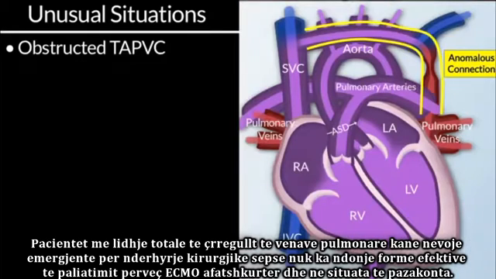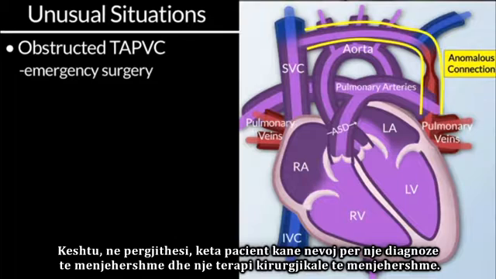Patients with obstruction of total anomalous pulmonary venous connection require emergency surgery because there's really no effective form of palliation other than very short-term ECMO under unusual circumstances. So by and large, these patients require prompt diagnosis and prompt definitive surgical therapy.